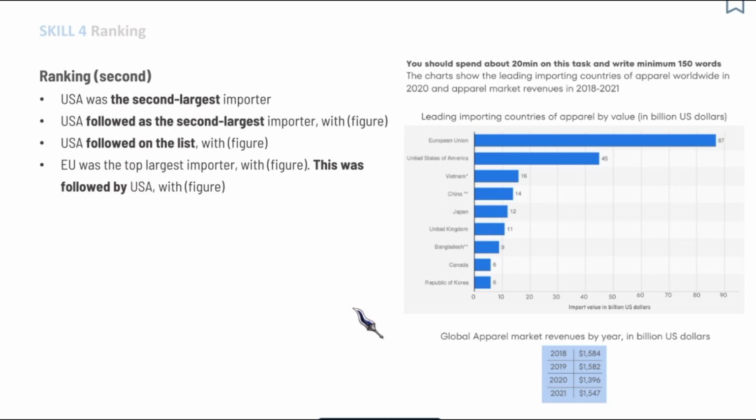Next, let's talk about the second position in the list. In our case, this is the USA, and we can say that USA was the second largest importer, or USA followed as the second largest importer. We can say USA followed on the list with 45 billion US dollars. And another way to present this kind of information is like this. EU was the top largest importer with 87. This was followed by USA with 45.